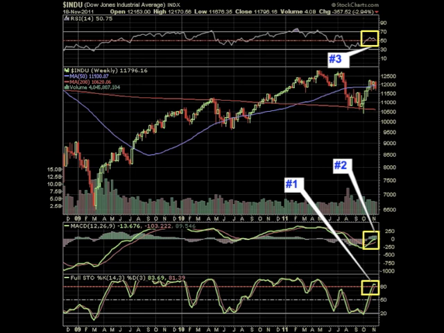And on the weekly chart, down below, point number 1, the stochastics. They've been bullish for a long time, and now they're reaching overbought territory, and they seem to be losing a little bit of steam, so we gave this one a yellow mark.